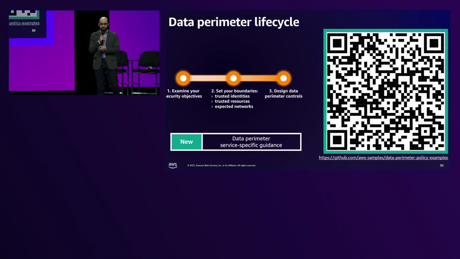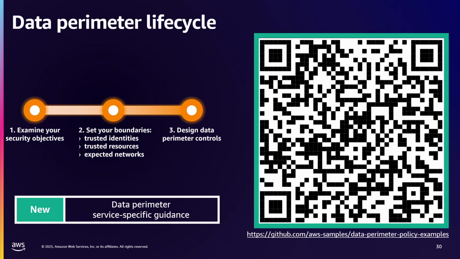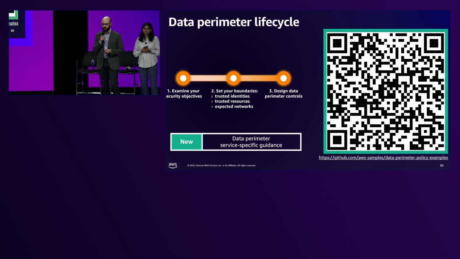You can then design your data perimeter controls. For that, you have a great accelerator, which is the data perimeter policy examples GitHub repositories. You have the link on the screen to the GitHub repository. On this GitHub, you will find samples of policies that you can use. Of course, you need to test them and adapt them to your context, but they will provide you with a strong foundation. Plus, just last week, we released service-specific guidance, which goes into the depth of each service that we are covering for now on how you can implement data perimeter controls for these specific services.